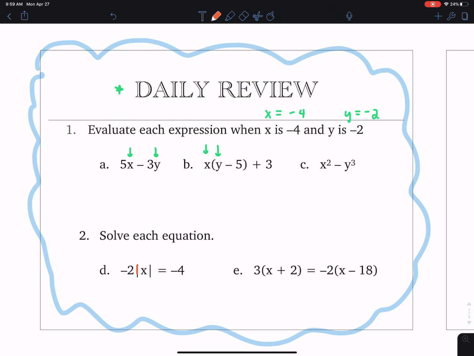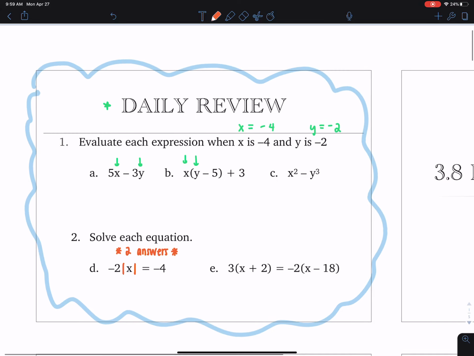For D, because we have absolute value, you will need 2 answers to this equation. There are 2 values of x that make this equation true. And then E is just a normal equation. Use a distributive property and solve for x.